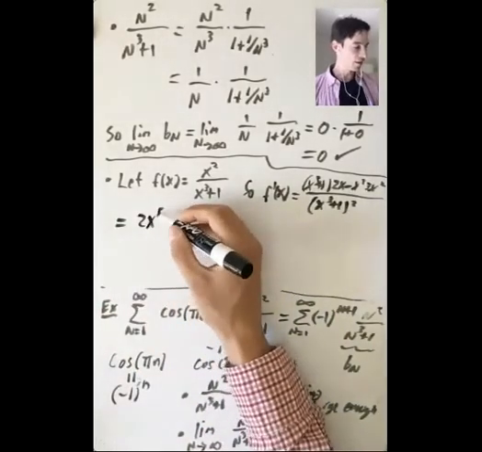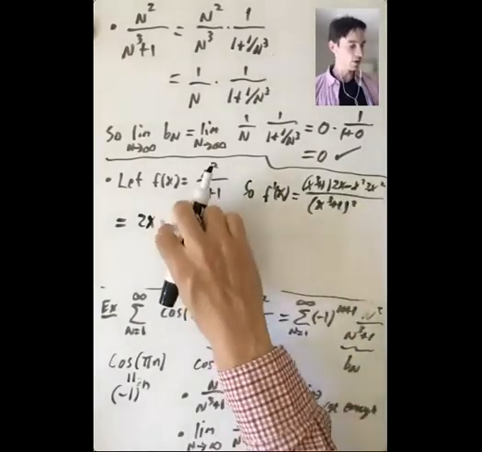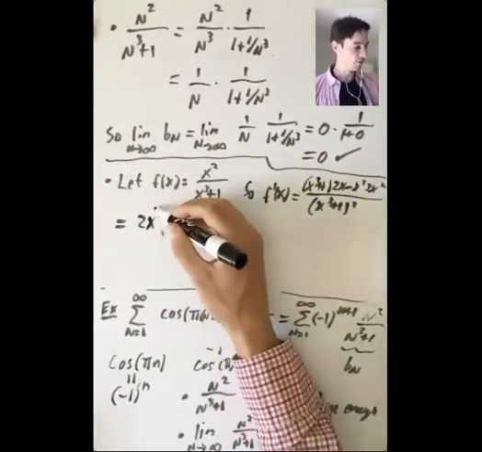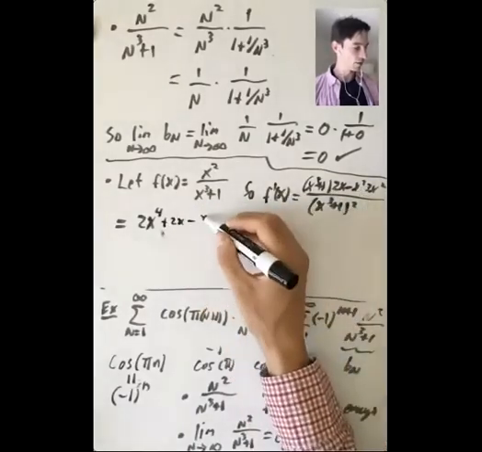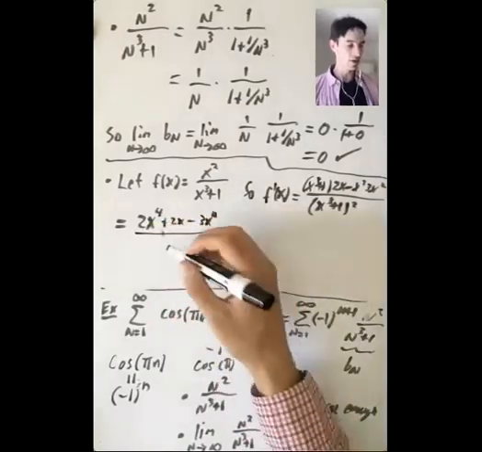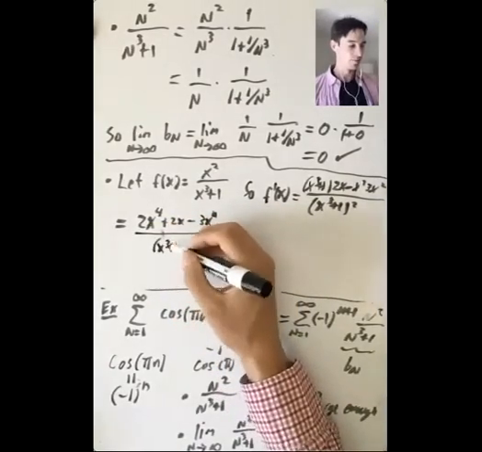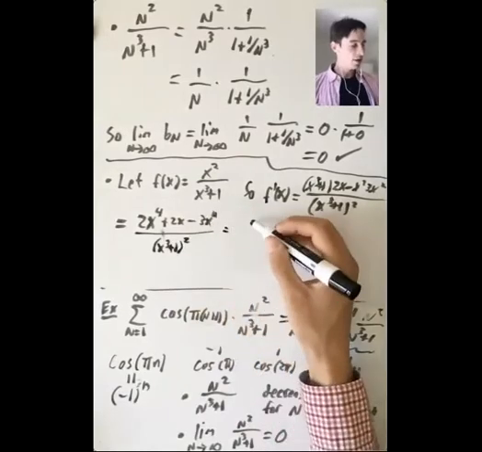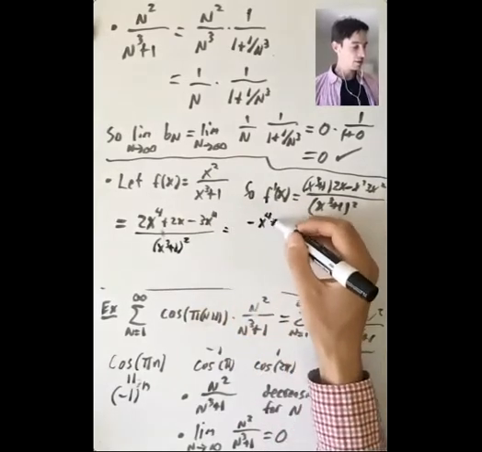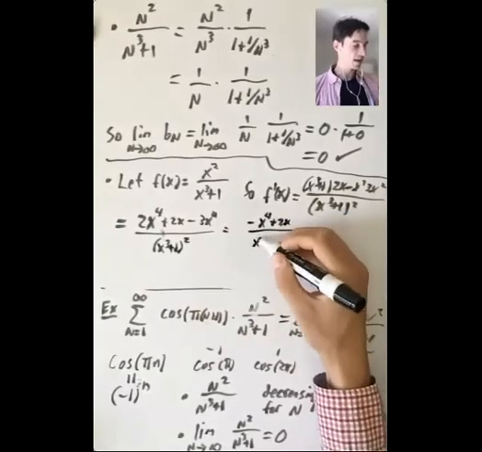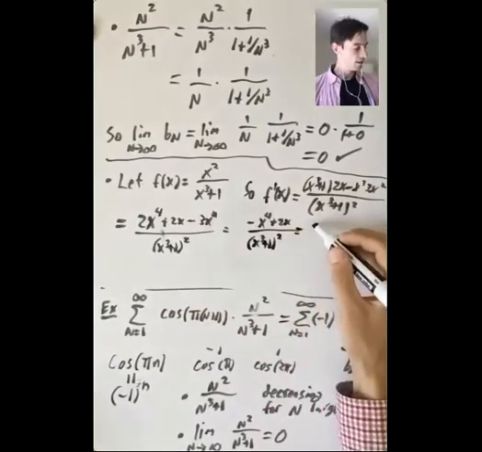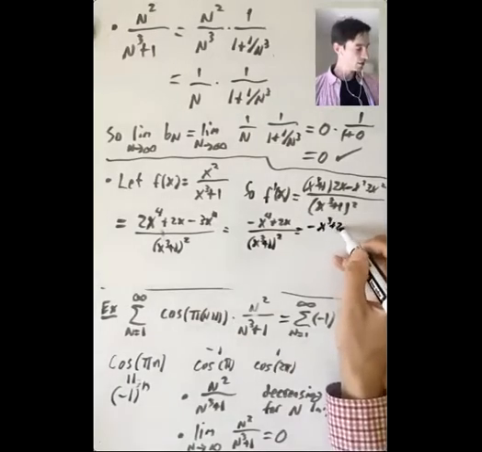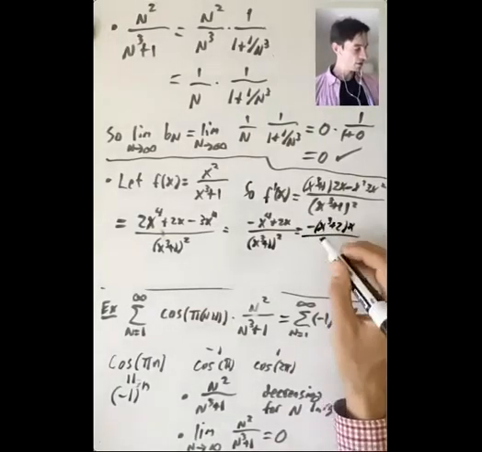x cubed times 2x, 2x to the 4th, plus 2x, minus 3x to the 4th, over whatever the denominator is, x cubed plus 1 squared. And the numerator now is minus x to the 4th plus 2x. And we can factor that even a little more. We get minus x cubed plus 2 times x over the denominator.